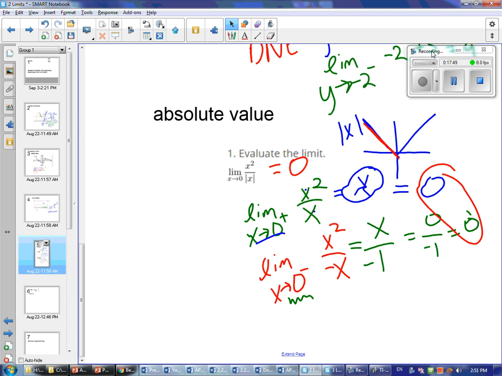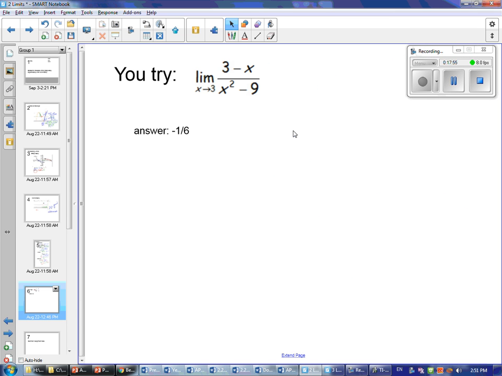So to end this, I'm going to have you try one problem. It's okay if you don't know how to do it. What I want you to try is to show the work to evaluate the limit as x approaches 3 of 3 minus x over x squared minus 9. I'm going to go ahead and tell you the answer is -1/6. So see if you can figure out how to get to that answer. And we're going to start in class by looking at this problem together.